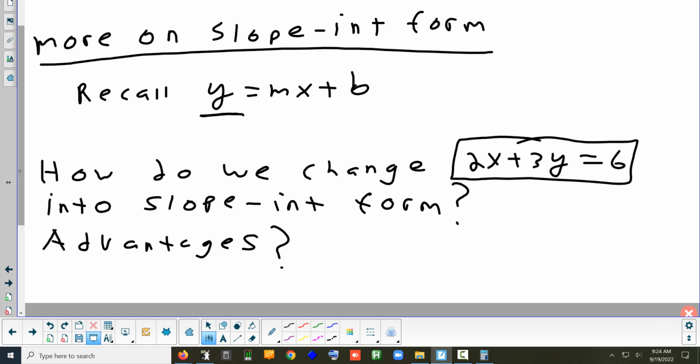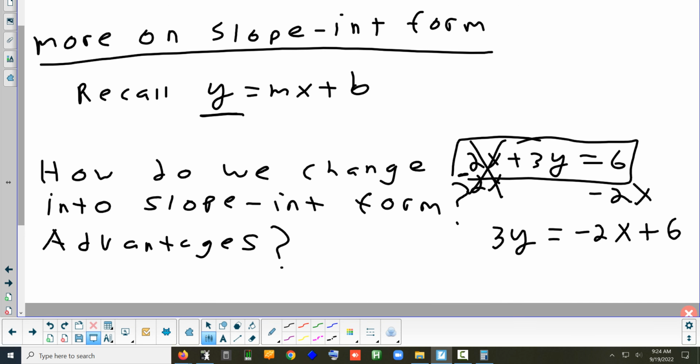Subtract 2x from the side. Yeah, if you subtract 2x from both sides, this is gone. And now we have 3y equals, and if we're going to put it in y equals mx plus b form, that's how you do it. Now, we have to do something to get rid of that 3, but it's not a negative, so we don't have to worry about that.